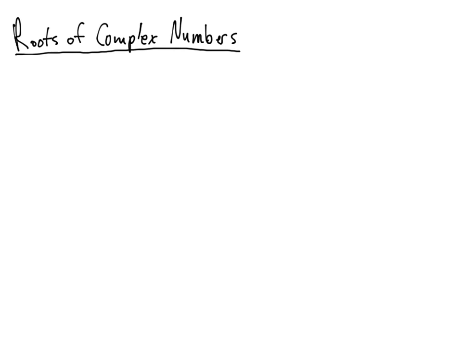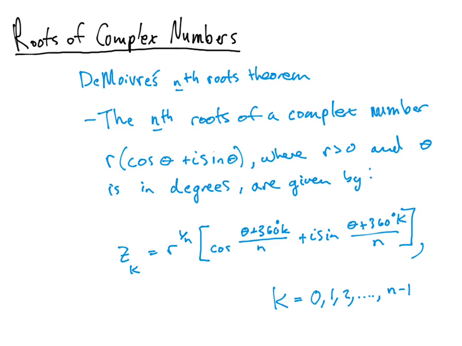So we'll move on to finding the roots of complex numbers, and this is kind of part 2 of DeMoivre's theorem. DeMoivre's nth roots theorem says that the nth roots of a complex number, if this is our complex number in polar form, where r is greater than 0, so r is positive and theta is in degrees, the roots are given by this expression. You can read that as r to the 1 over n times cosine plus i sine.